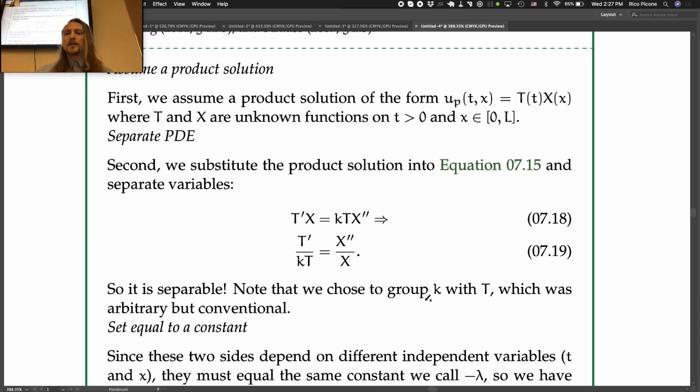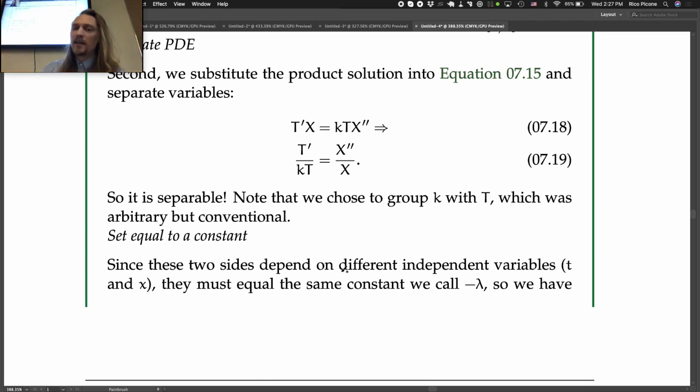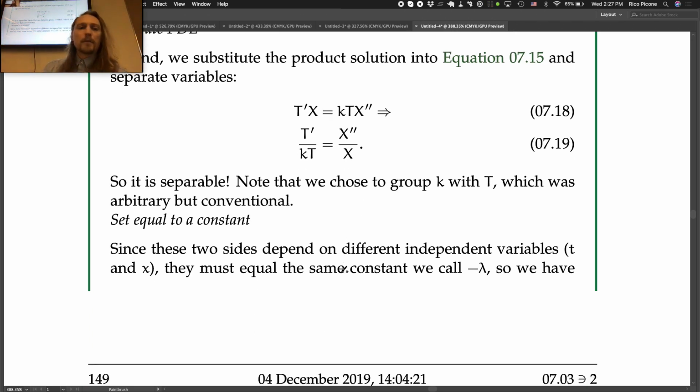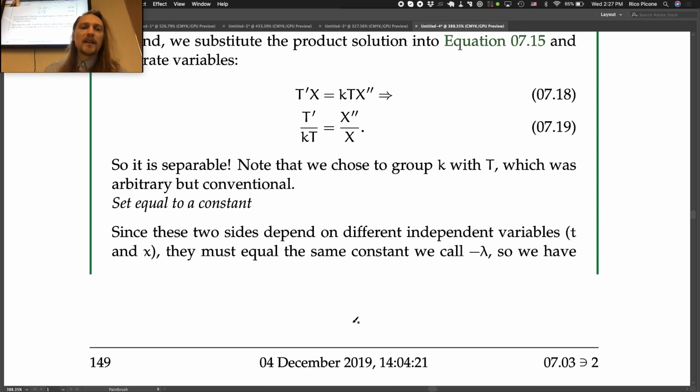Note that we chose to group k with T, which was arbitrary but conventional. As we'll see, if we brought the k over here, our boundary value problem would include that constant in it, and we already solved the boundary value problem for there not being that constant in it, so we like to keep the k with the other one. But it's really arbitrary. Okay, so set equal to a constant.